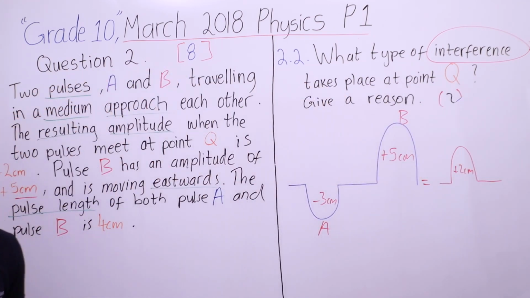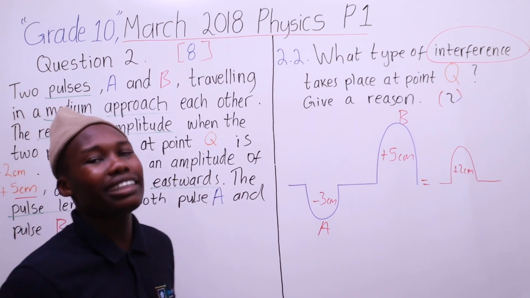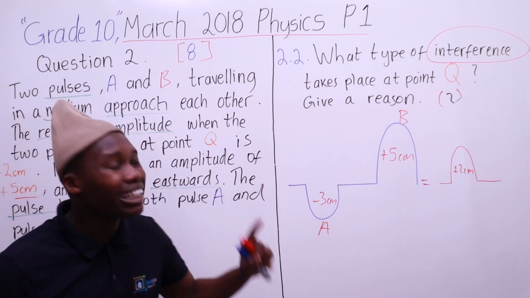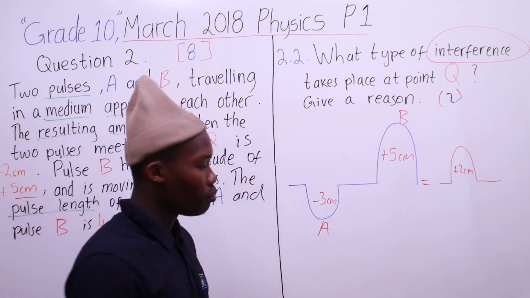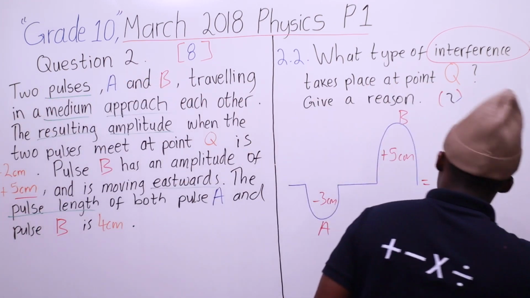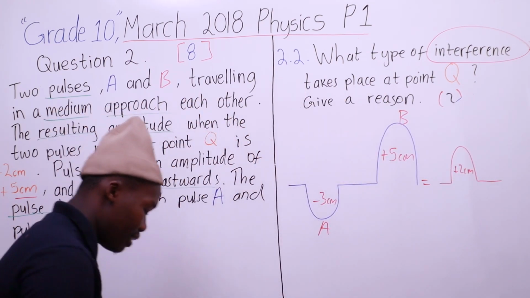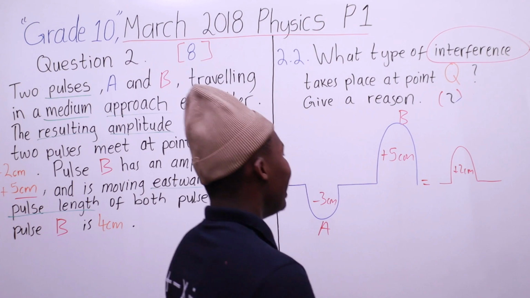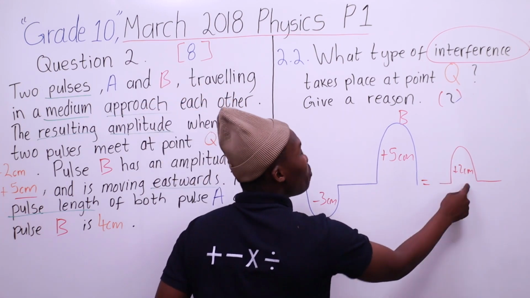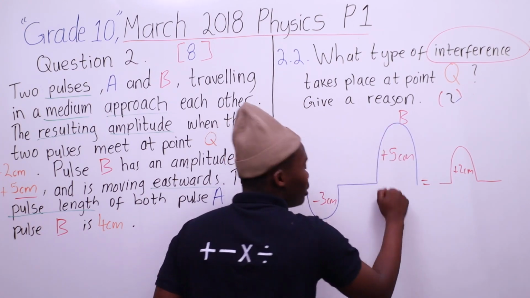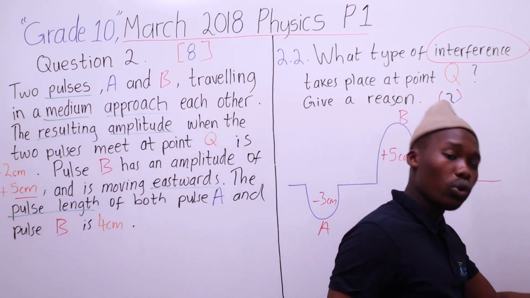This is the principle of superposition. When two pulses meet and occupy the same space at the same time, the resulting amplitude is the algebraic sum of the two. You know the principle of superposition of pulses, but there is destructive interference. Why? It is because the resulting amplitude is smaller than the amplitude of pulse B. You know your answer for 2 marks.